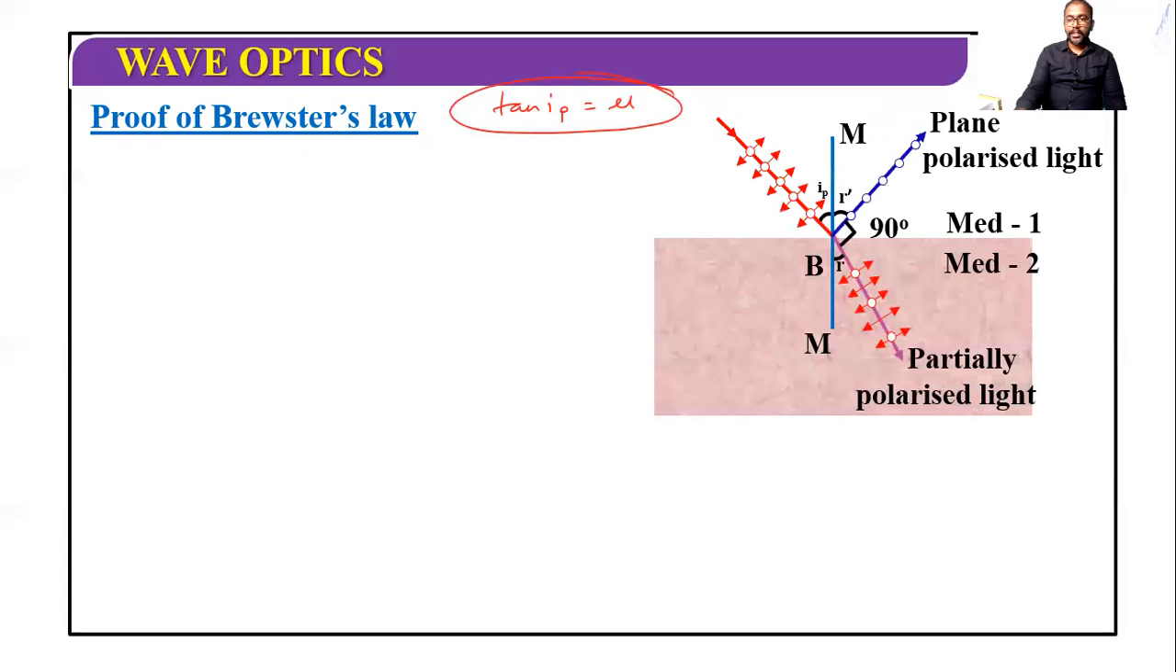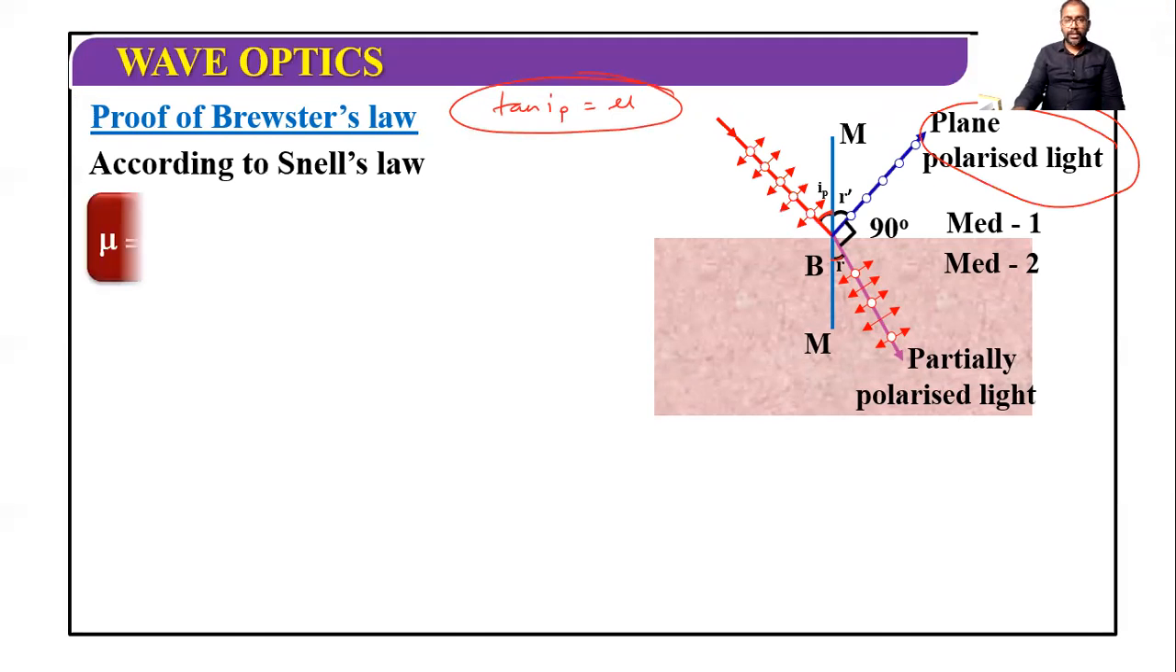Now for that we consider again a diagram. This is unpolarized light, the incident light. Then when it is reflected, it is plane polarized. So this angle is the polarizing angle. This is the angle of reflection and the angle of refraction. And the reflected and refracted rays are perpendicular to each other.